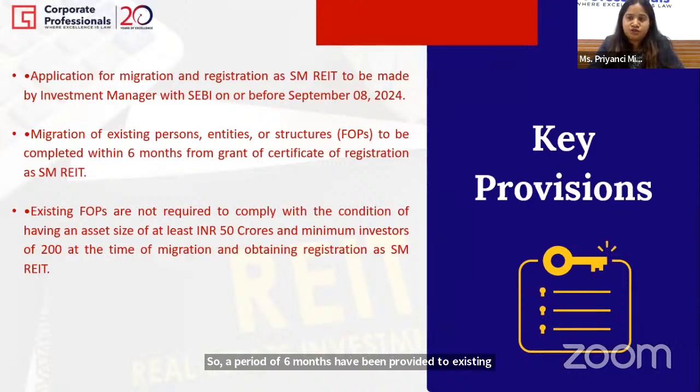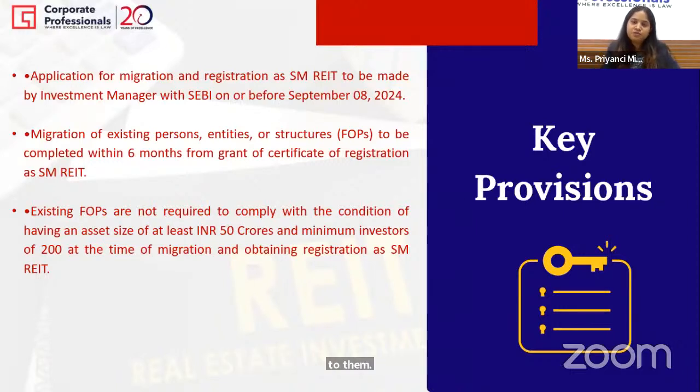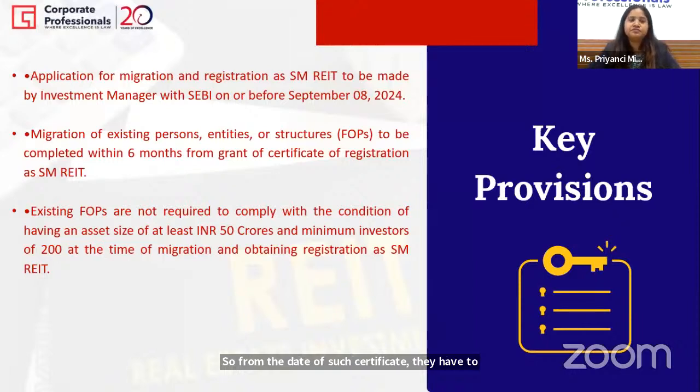since the date of notification, which was 8th of March. So they have to apply for migration on or before September 8th. Once the certificate of registration is granted to them, from the date of such certificate they have to complete the process of migration within a further 6 months.